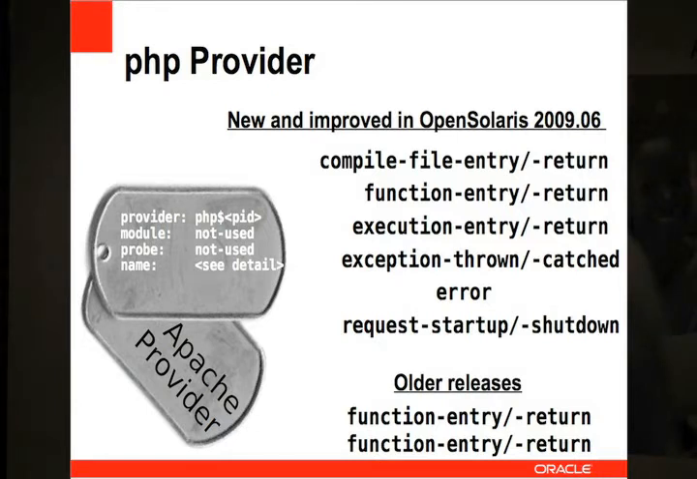There is a Java. Someone mentioned Java. There's a separate Java provider that has its own sort of list. And so what we have here is the PHP Provider. If you're in Solaris 10, you can look at every function in PHP that we enter and return from. If you're in OpenSolaris, we've enhanced it, and so you get some additional information, like when a compile happens or an exception is thrown, and so on and so forth.